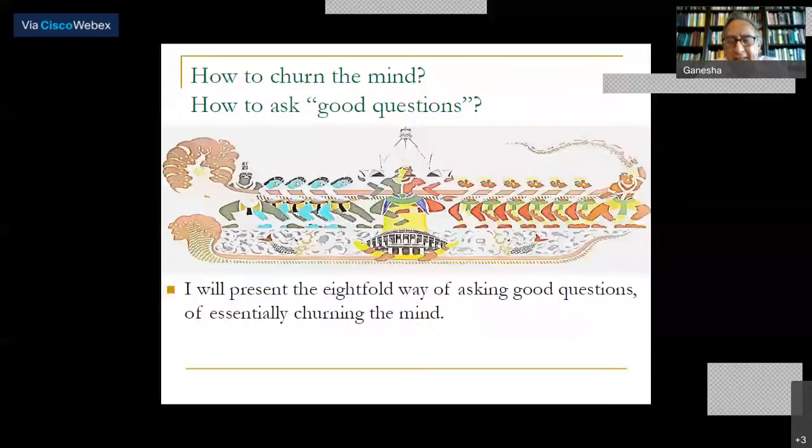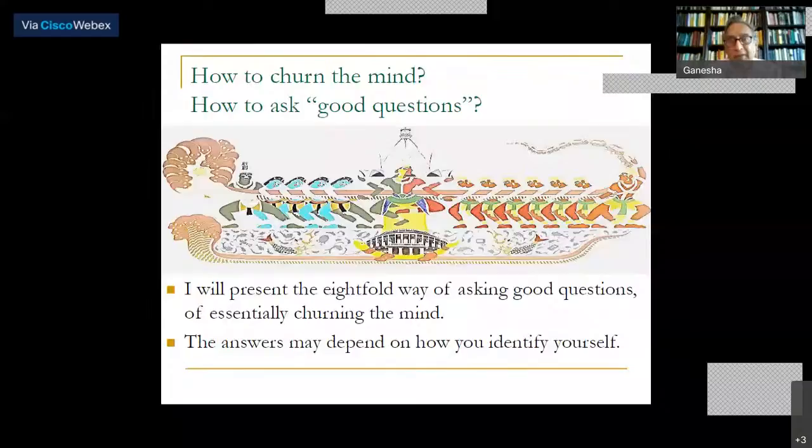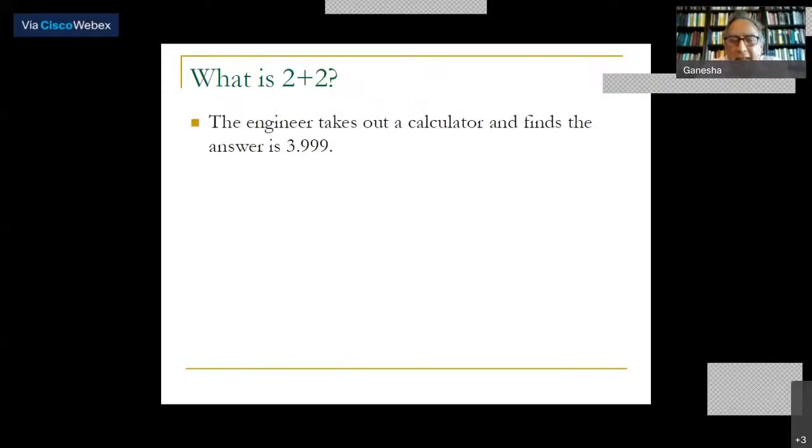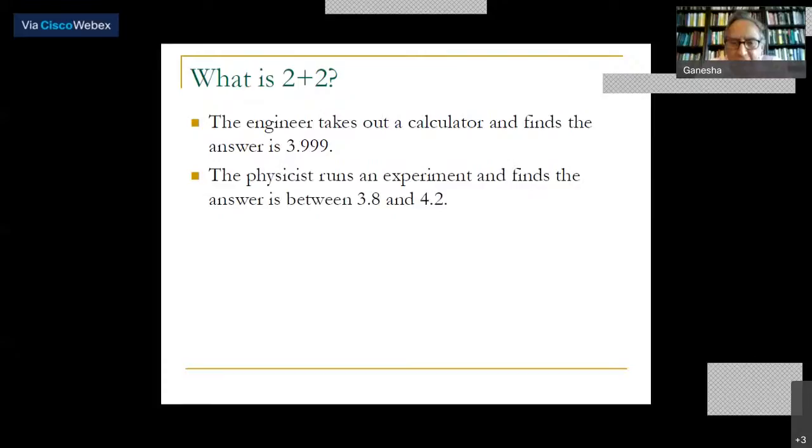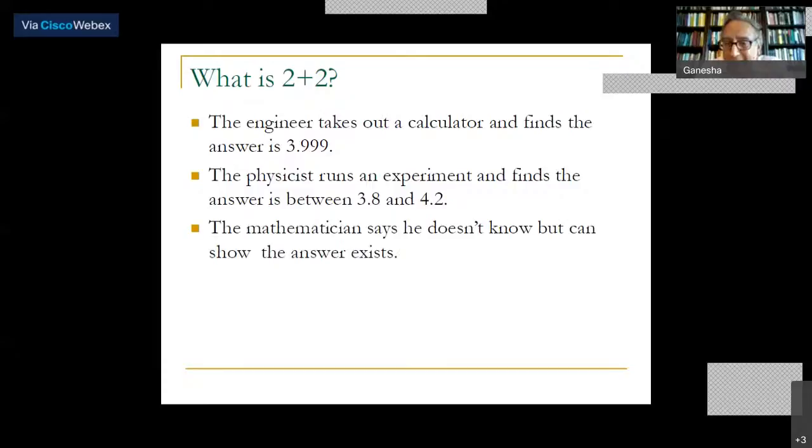The answers may depend on how you identify yourself. If you think of yourself as a mathematician, you may look at the question from a mathematical perspective. If you think of yourself as a physicist, you may look at it from a physics perspective, and so on and so forth. So let's begin with an example. Let's ask the question, what is 2 plus 2? Well, if you are an engineer, you'll take out a calculator and find the answer is 3.999. If you're a physicist, you will run an experiment and find the answer is between 3.8 and 4.2. And the mathematician says he doesn't know, but can show the answer exists.